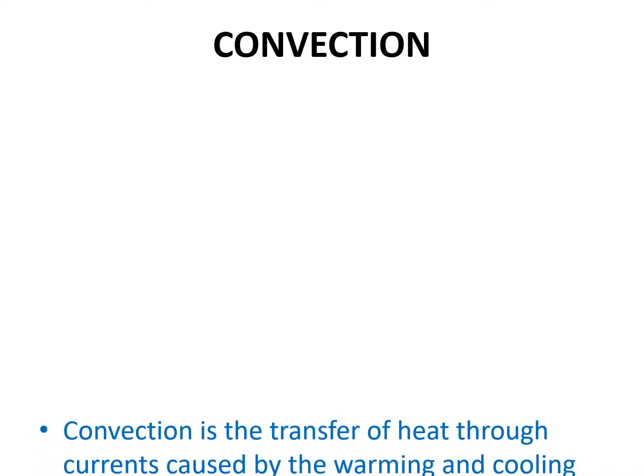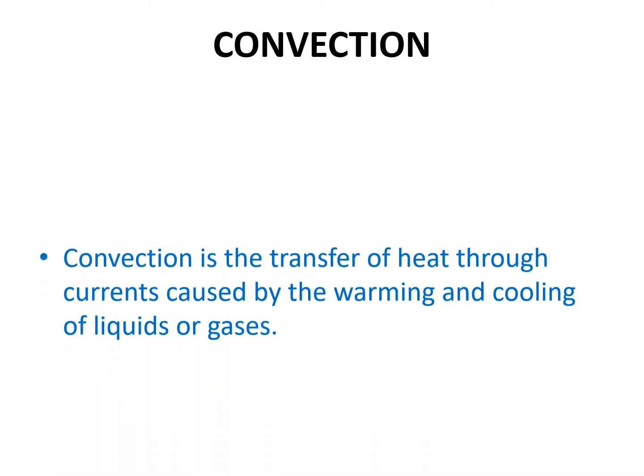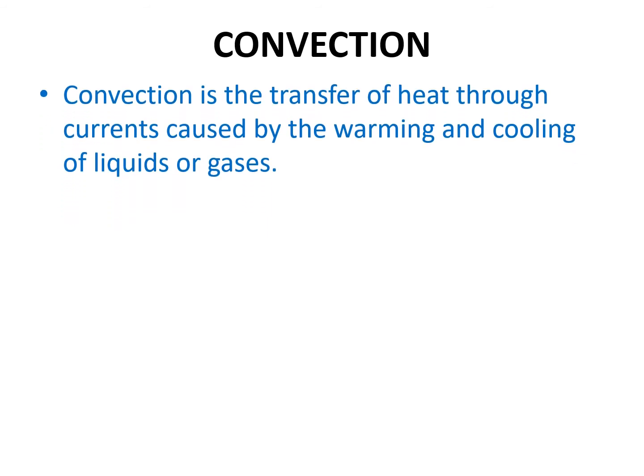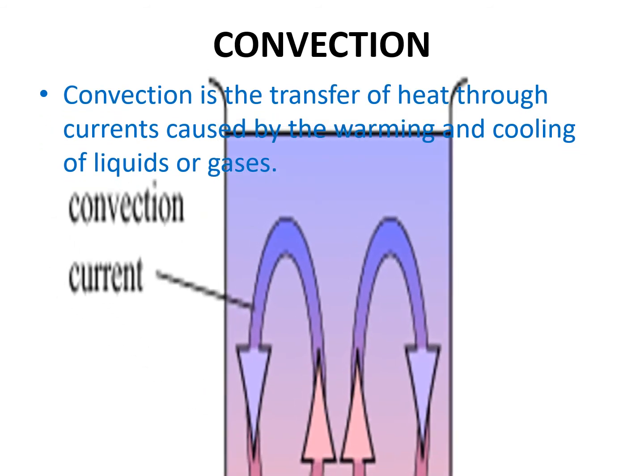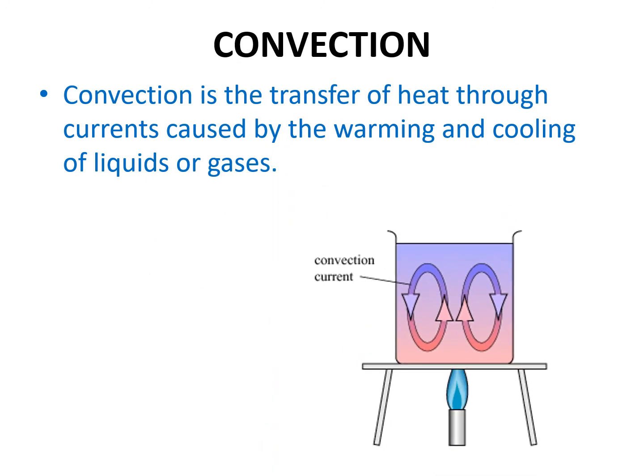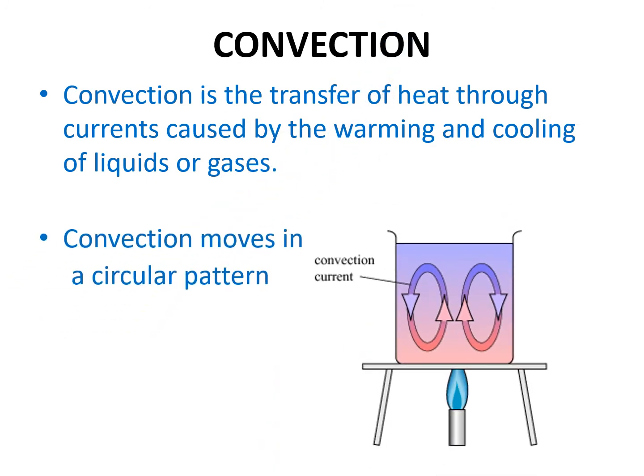Okay, here we have convection. Y'all already know this is my favorite type of heat transfer just because I love those circular currents and the density and all the cool stuff that happens right there. So convection is the transfer of heat through currents caused by the warming and cooling of liquids or gases. Convection currents, there's a good picture of them. And convection moves in a circular pattern.